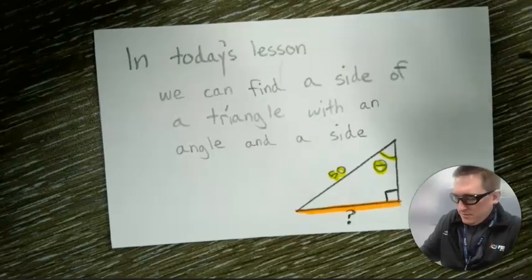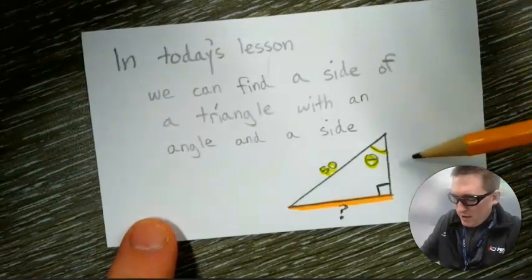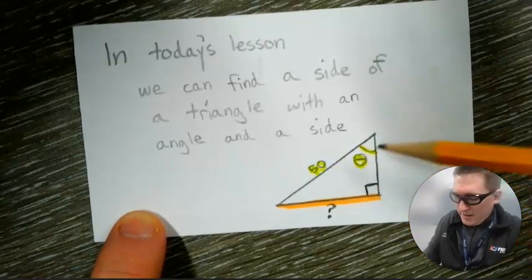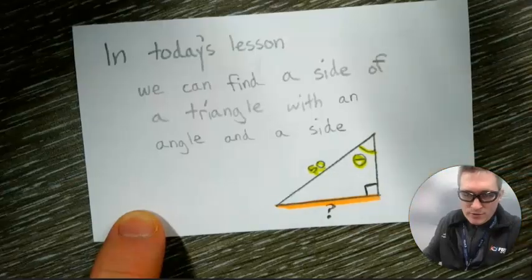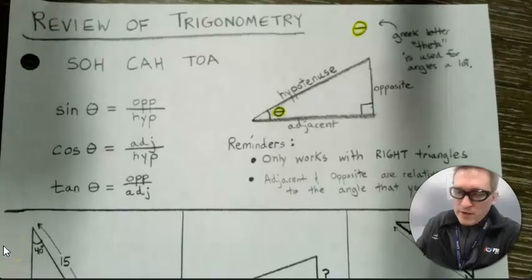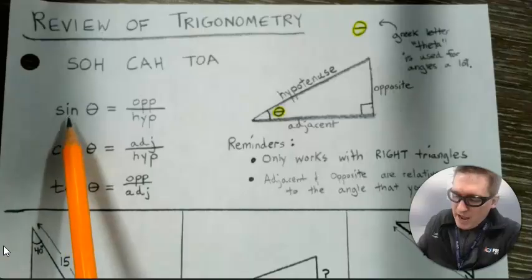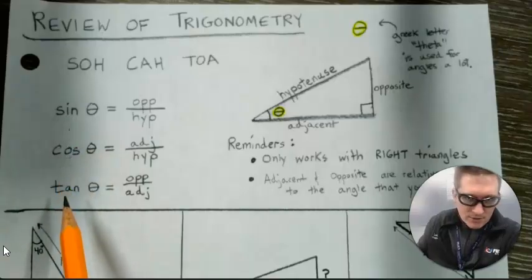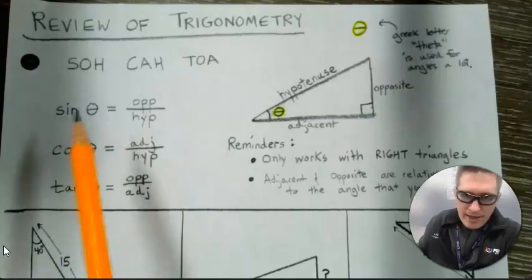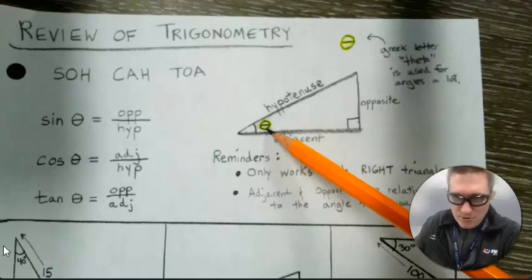In today's lesson, we're going to figure out the sides of triangles, not based on the other two sides, but based on the length of one side and one of the angles in the triangle. To do that, we're going to review the three trigonometric relationships known as sine, cosine, and tangent. And these are three functions that require an angle. The angle often is used with the Greek letter theta.